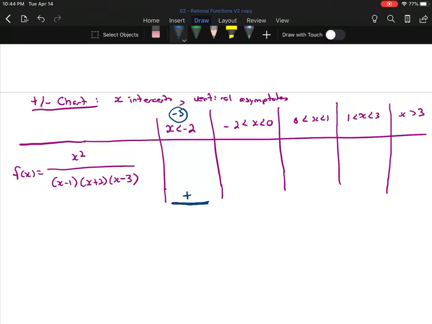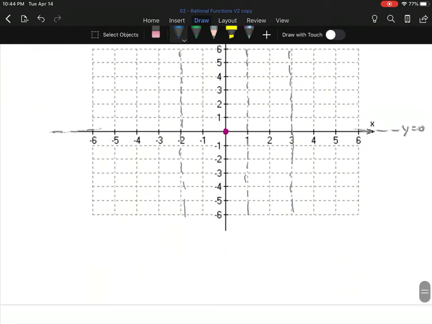And in the denominator, okay, so negative 3. When I go negative 3 minus 1, that first factor is going to be negative. Negative 3 plus 2, that second factor is going to be negative. And negative 3 minus 3, that third factor is going to be negative. The denominator is going to be negative because 3 negatives multiplied together will give negative. So then I'm positive divided by negative. This whole thing's going to be negative, and I drew it really big. For x less than negative 2, this thing's going to be negative.